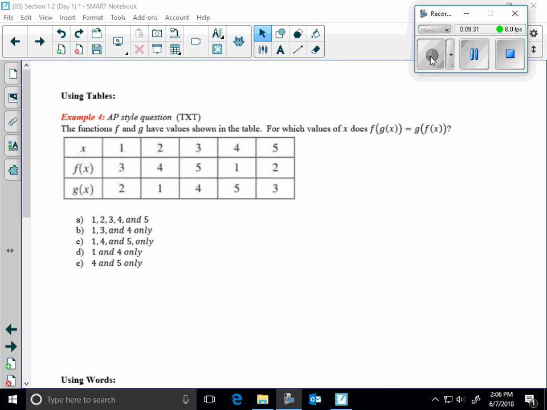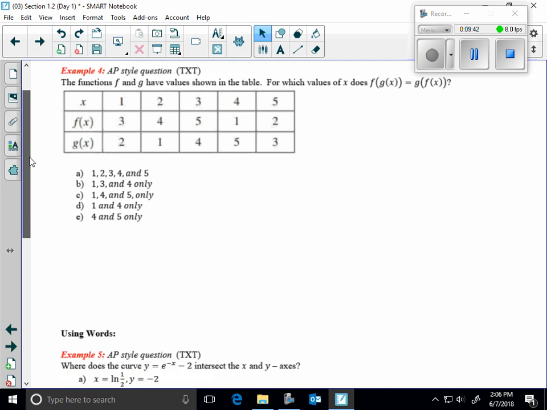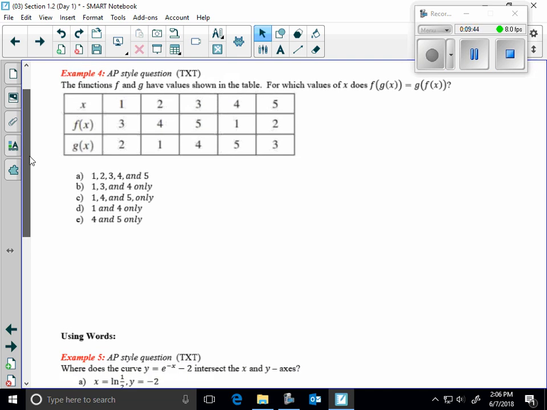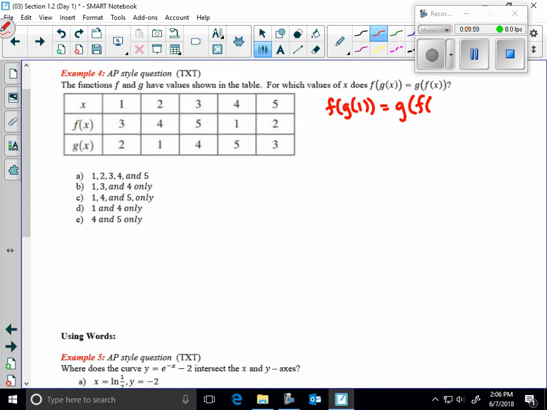Okay, here we are. Now we're on to tables. So we've looked at graphs, we've looked at formulas. Let's move on to tables. So there's a lot of work to be done here. What this question is asking is if the functions f and g have values shown in the table, for which values of x would f of g of x be equal to g of f of x? So let's test it for 1. F of g of 1, would that be equal to g of f of 1? So we got some work to do.